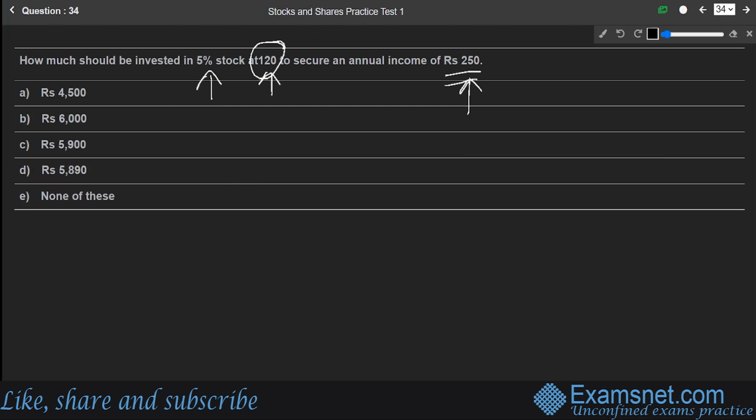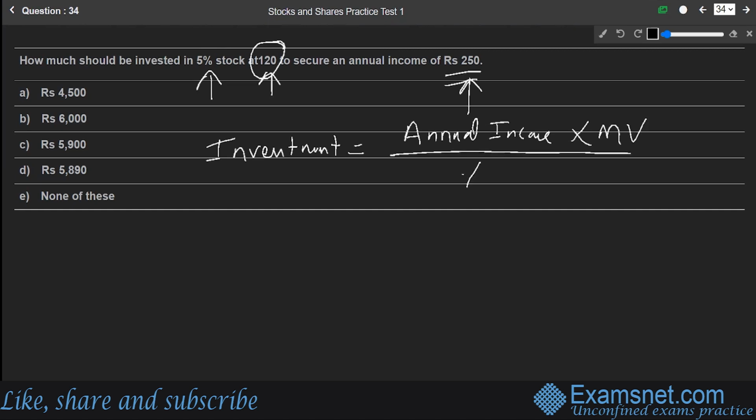Okay, so let us do it. We can do it using a direct formula also, because all the things are already given to us, and we want to know how much should be the investment so that the income is 250 by this scheme. So that is the formula. Investment can be directly given as annual income, or rather just the income, multiplied by market value of each share divided by percentage rate of stock. This formula can be directly used for this situation.